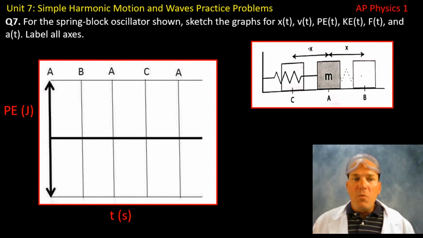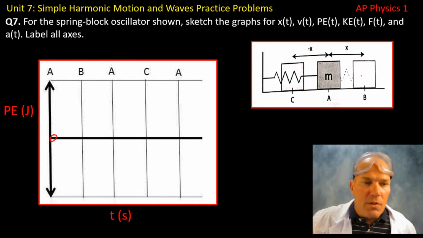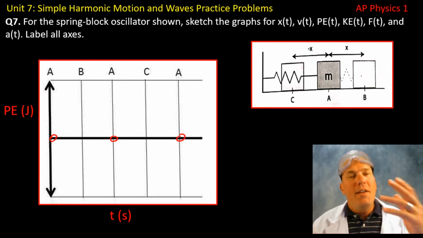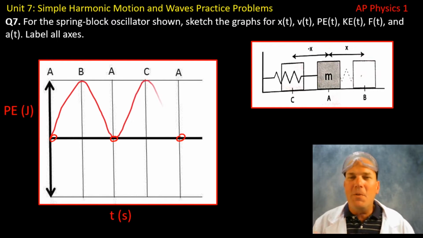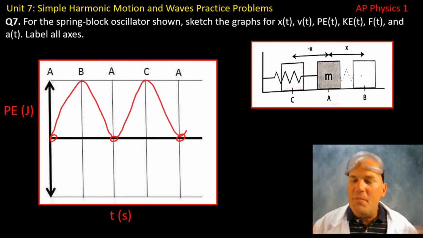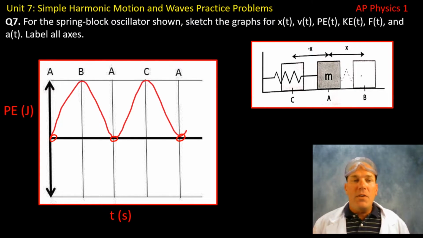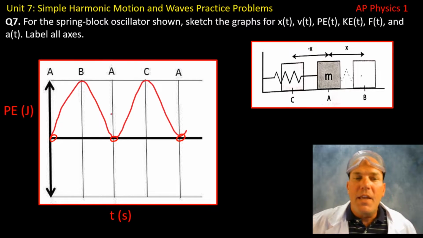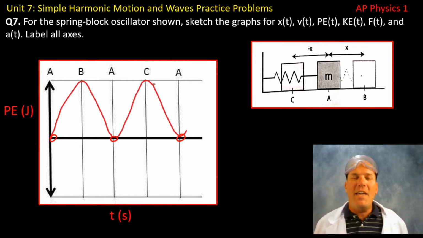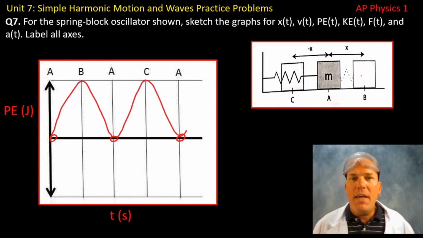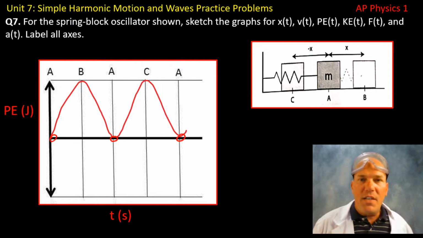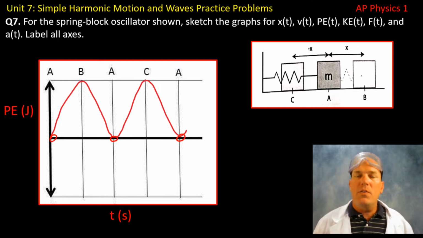So anytime we are at A, we have 0, 0, 0, 0. This helps you out, guys, before you begin just sketching, because students do tend to get overwhelmed with this, and there is a lot to think about. So at positions B and C, we have a maximum potential energy, 1/2 kx squared, and the position x is squared, so you square a negative number. You know where I'm going with this, guys.